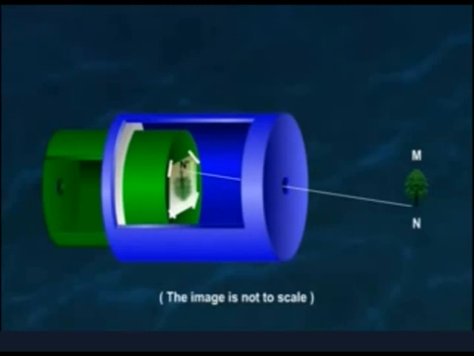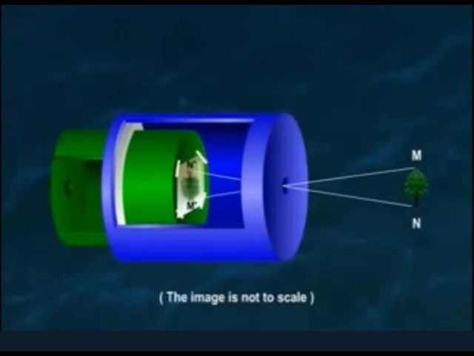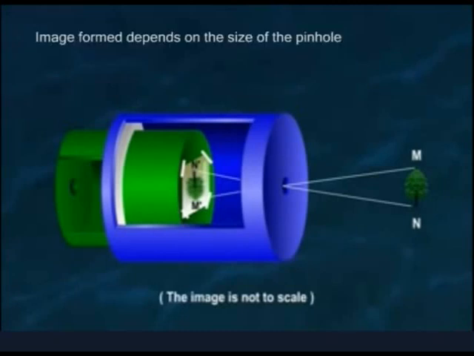And light rays from the top of the tree strike the bottom, that is M prime. So we get an inverted and a much smaller image. To adjust the size of the image, all you have to do is slide the inner box. And one more thing, the image depends on the size of the pinhole.